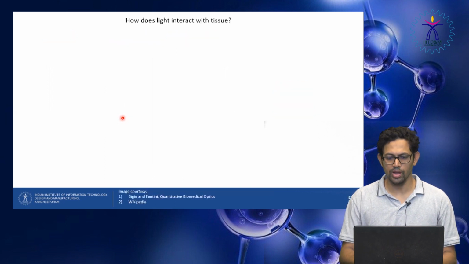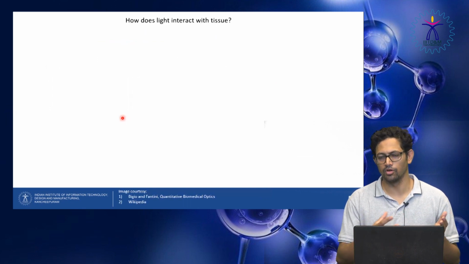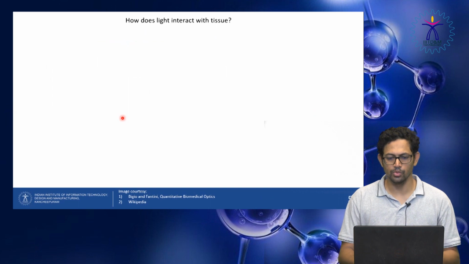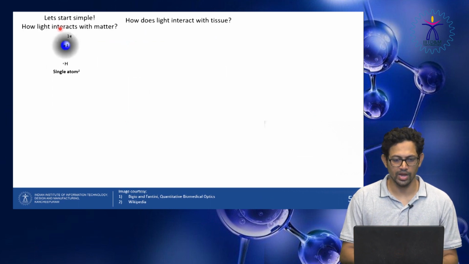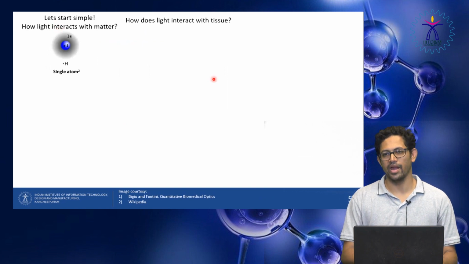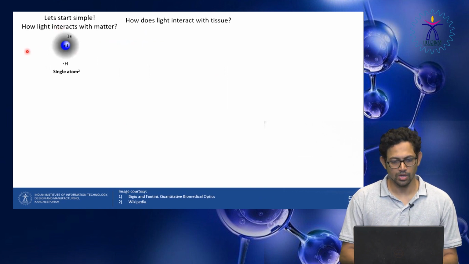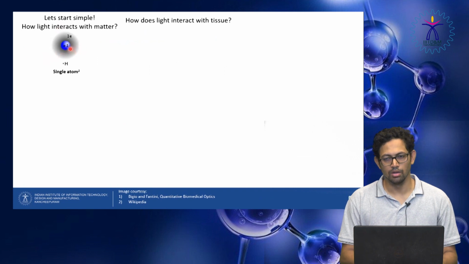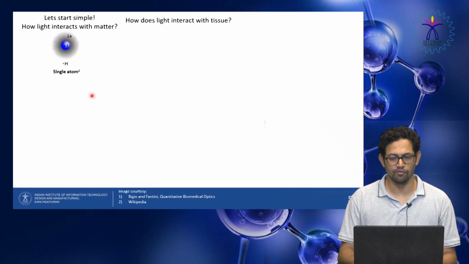Let us understand how the light interacts with the tissue from this demonstration. Let us start simple, and talk about how light interacts with matter, that is, a single atom. This is how a single atom looks. It has one proton and one electron, which is rotating in a cloud around the neutron.